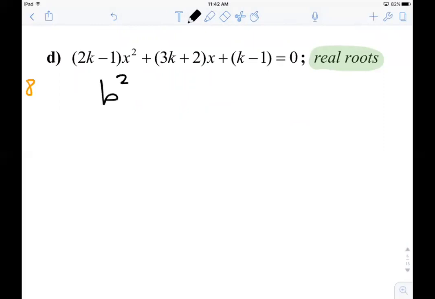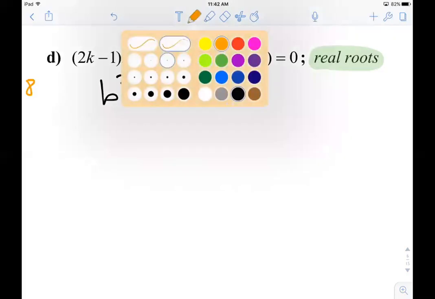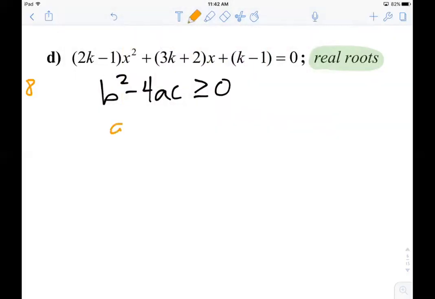So b squared minus 4ac, or our discriminant, if it was going to be distinct real roots, it would have to be greater than 0. But if it was going to be the same or repeated real roots, then it could be equal to 0. So really we're looking for what would make our discriminant greater than or equal to 0. The only thing we have to avoid is when it's less than 0, because if it was less than 0, we would have non-real roots or imaginary roots. But here's where it gets a little messy, because now I need to think of my a coefficient as this entire little binomial, 2k minus 1.